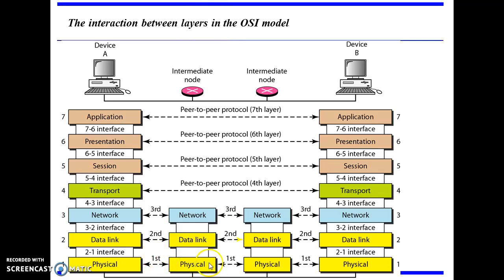So with the help of this, it will be directly forwarded to device B, physical layer, from there to data link, network, transport, session, presentation, and at the end through the application layer, device B will be receiving that information. Is it clear? So this is how the interaction between different layers of the OSI model will happen when communication happens between any two systems, right?